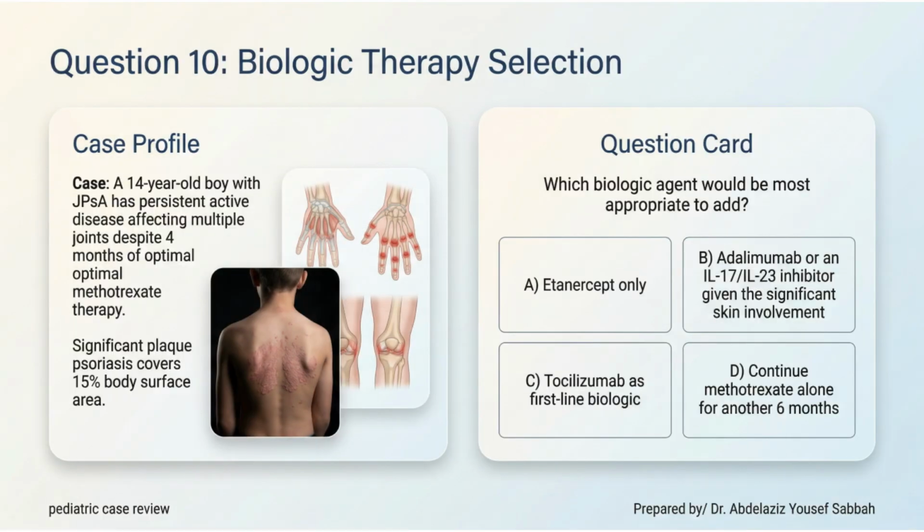Case 10. A 14-year-old boy with juvenile psoriatic arthritis has persistent active disease affecting multiple joints despite 4 months of optimal methotrexate therapy. He also has significant plaque psoriasis covering 15% of his body surface area. Which biologic agent would be most appropriate to add? Option A, etanercept only. Option B, adalimumab or an interleukin-17 or interleukin-23 inhibitor given the significant skin involvement. Option C, tocilizumab as first-line biologic. Option D, continue methotrexate alone for another 6 months.